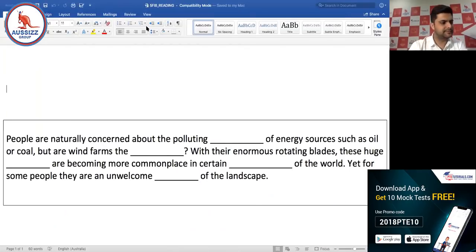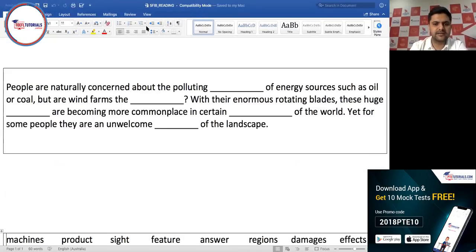All right, so this is the other one. People are naturally concerned about the polluting dash of energy sources such as oil or coal. But are wind farms the blank question mark? With their enormous rotating blades, these huge dash are becoming more commonplace in certain dash of the world. Yet, for some people, they are an unwelcome dash of the landscape.